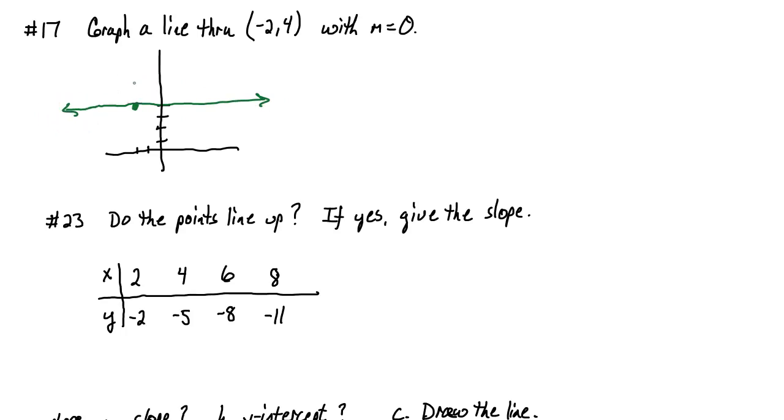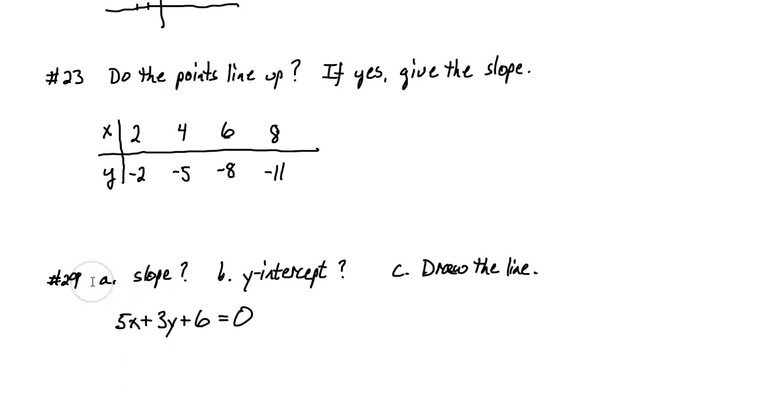Next, number 23. Do the points in the table line up in a straight line? If so, find the slope. So slope is also called rate of change. And when points line up in a straight line, the rate of change is a constant number. You always get the same rate of change between dots. So let's find how things are changing between the dots.